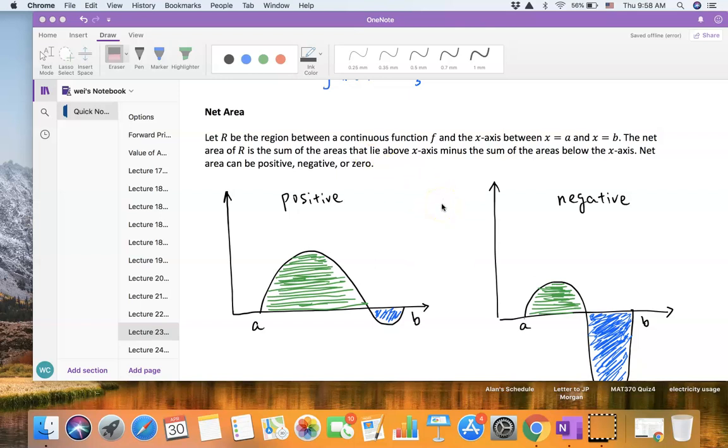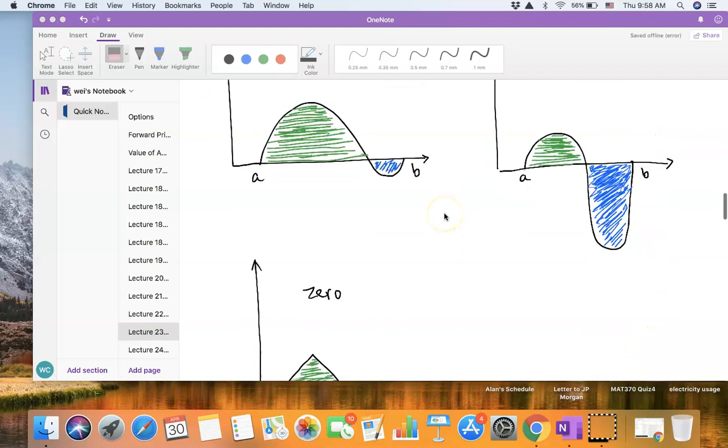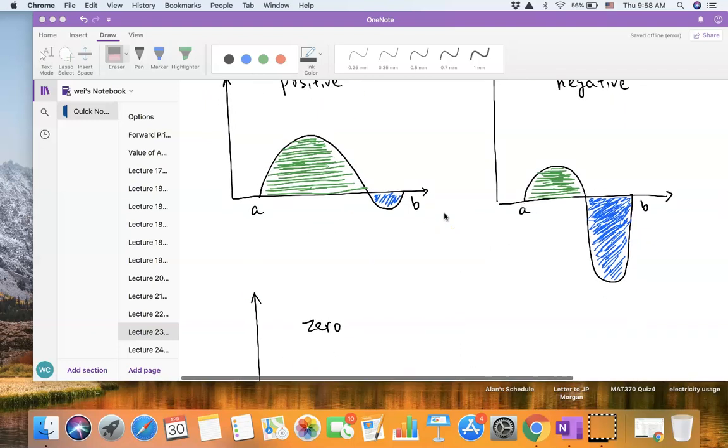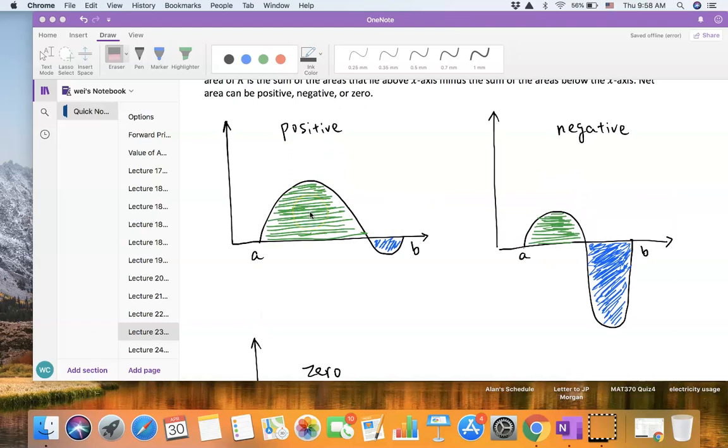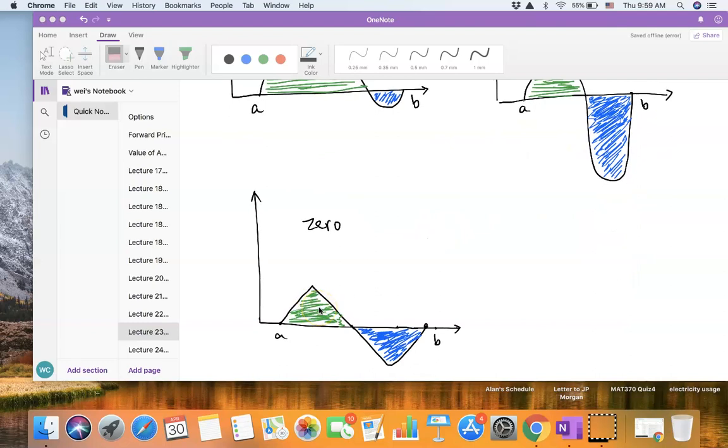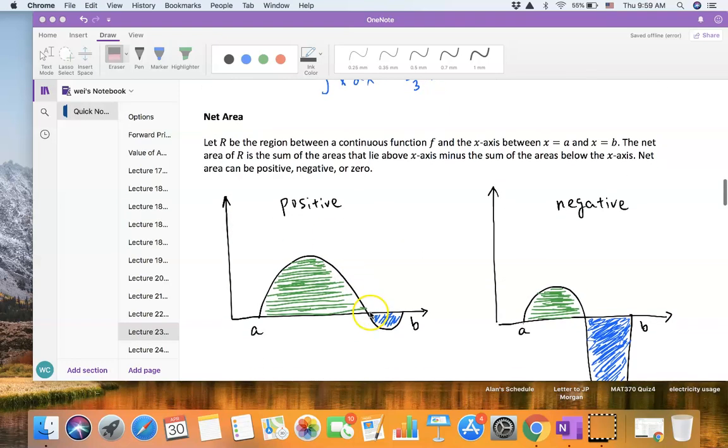The net area can be positive, negative, or zero. And this depends on the size of the pieces above the x-axis and the pieces below the x-axis. If the piece above the x-axis is greater than the piece that is below the x-axis, the net area will be positive. If it's opposite, then the net area will be negative. If the piece above the x-axis and below the x-axis are the same, then the net area will be equal to zero. Now, why is this true?